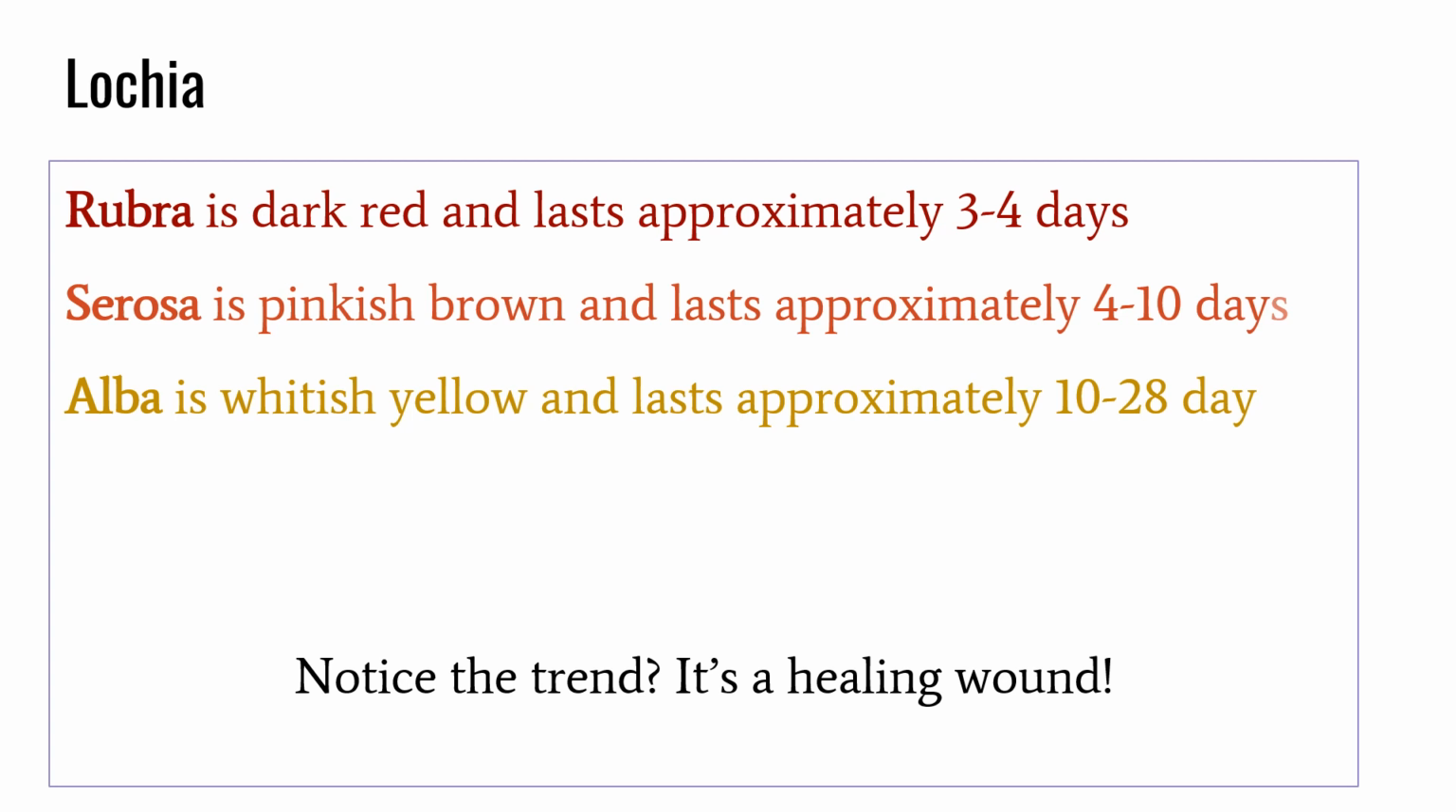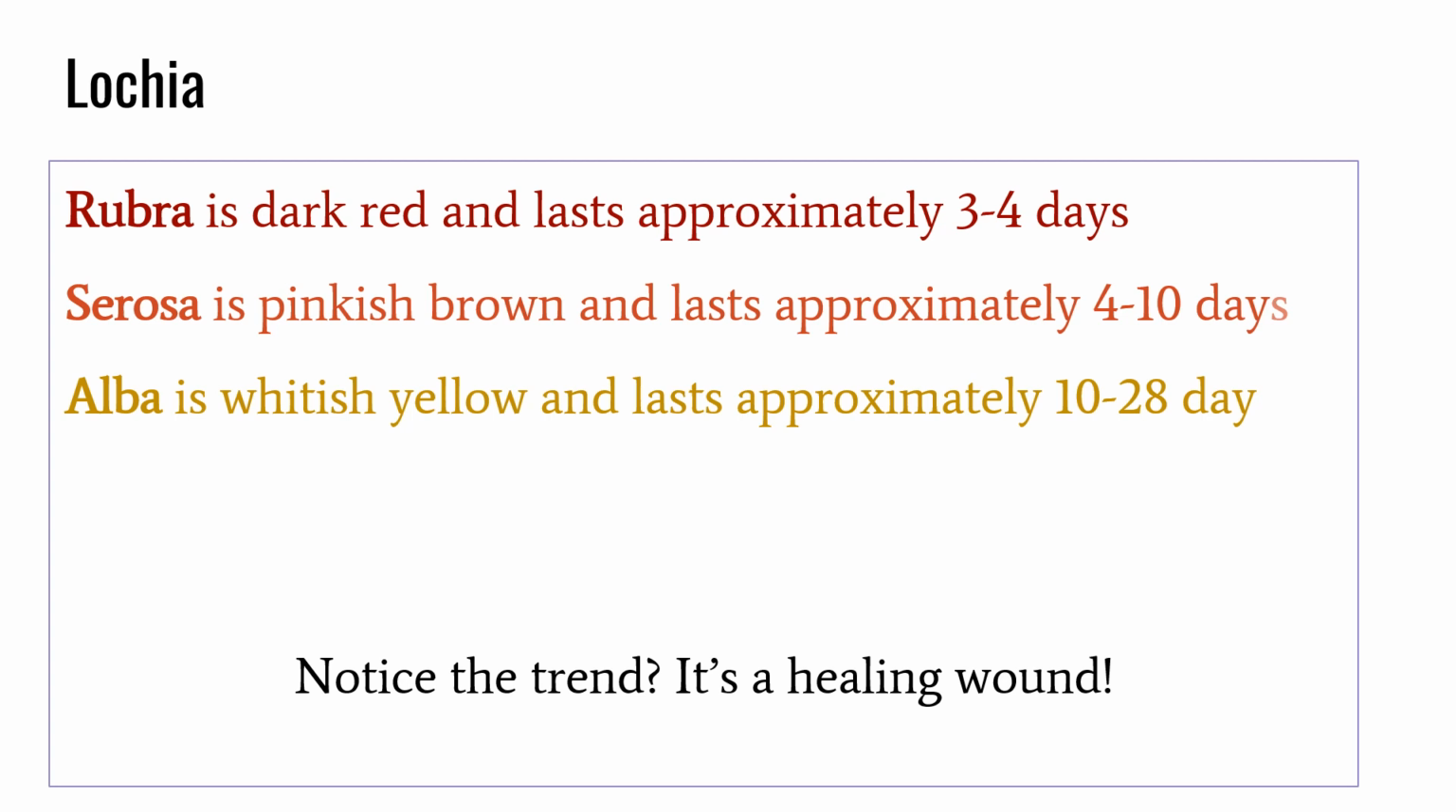Lochia rubra is a deep red mixture of mucus, tissue debris, and blood that occurs for the first 3 to 4 days after birth. As uterine bleeding subsides, it becomes paler and more serous. So lochia serosa is the second stage. It has a pinkish brown appearance and is expelled from days 3 to 10 postpartum. Lochia serosa primarily consists of leukocytes, decidual tissue, as well as red blood cells and serous fluid.